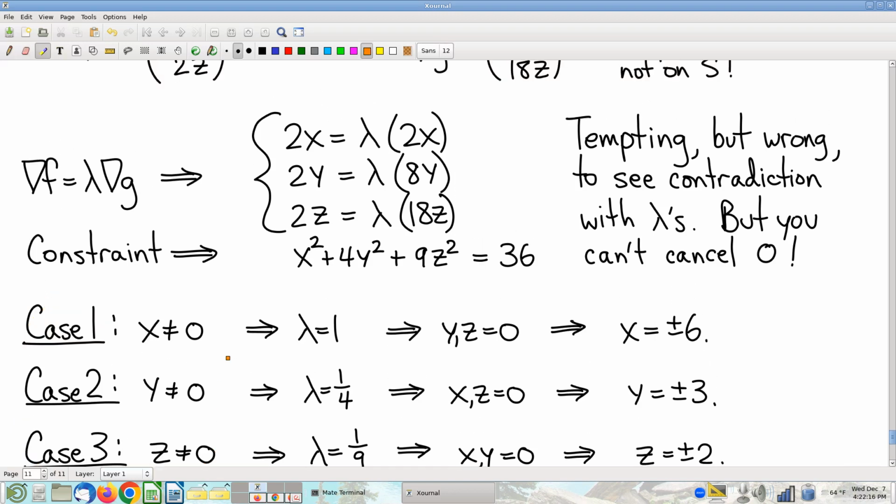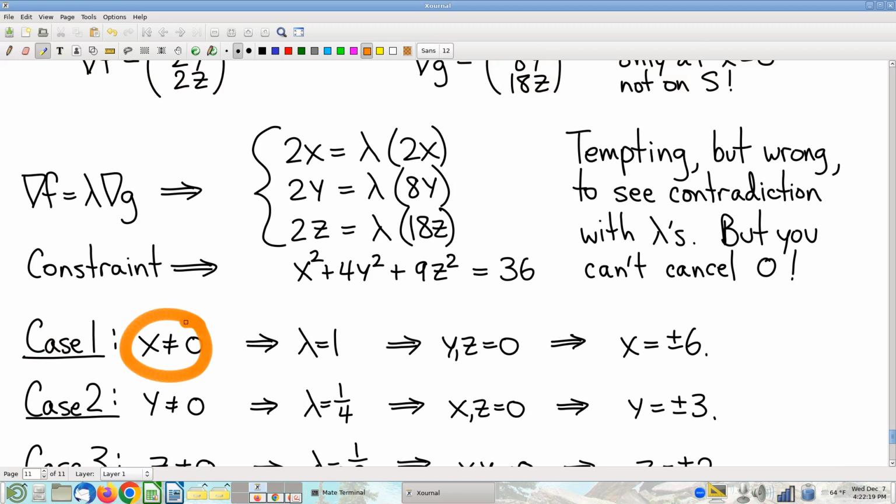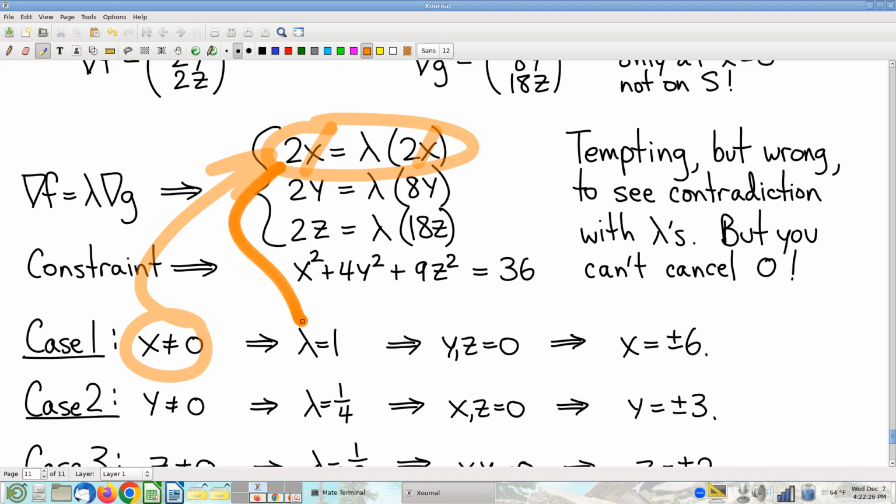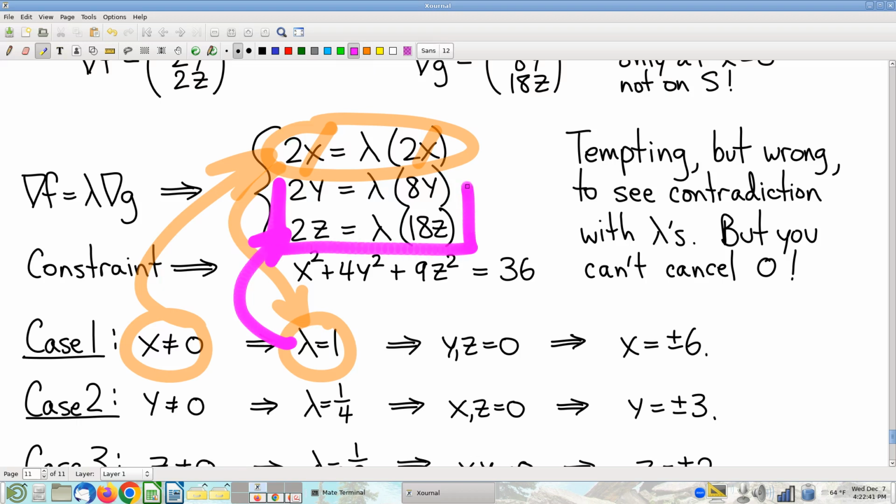So let's take case 1. If x is non-zero, I can cancel those x's and conclude that lambda is 1. That's absolutely fair and square because I'm assuming x is non-zero. Okay, next. If lambda is 1, I can plug that into these 2 equations. If lambda is 1, then I've got 2y equals 8y. That means y is 0. And I've got 2z equals 18z. That means z is 0.